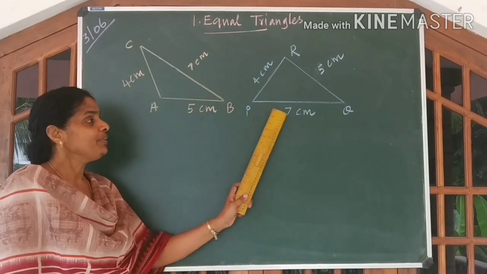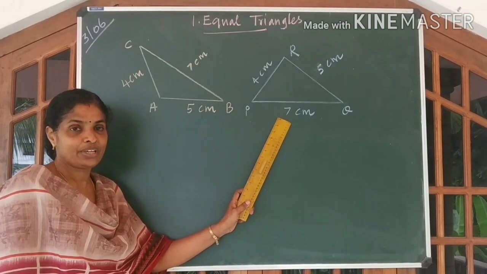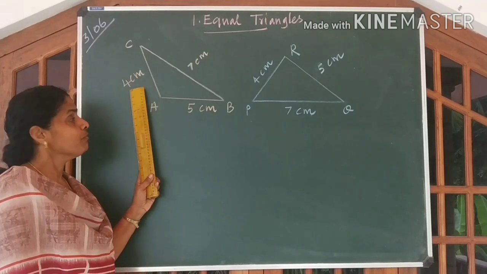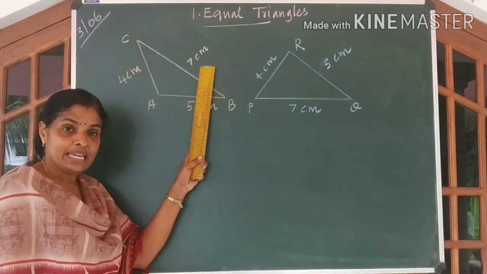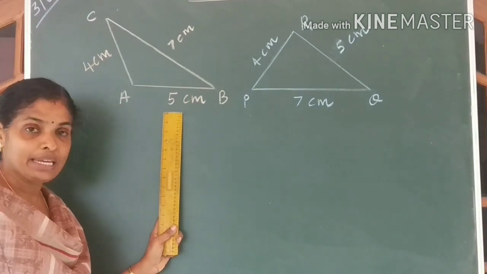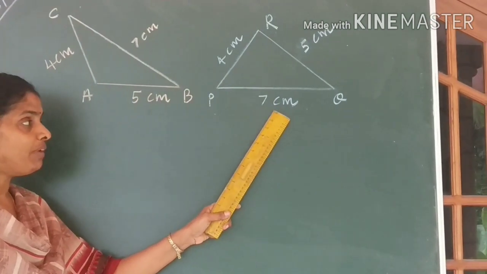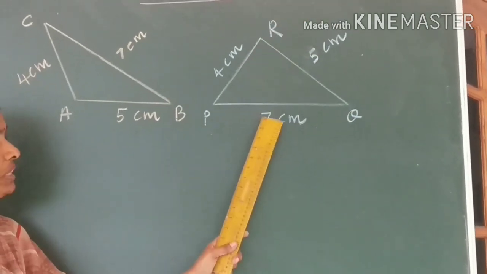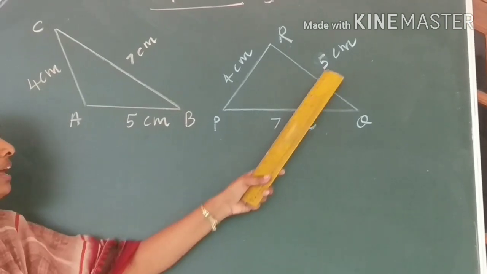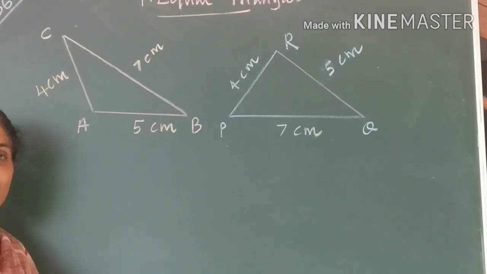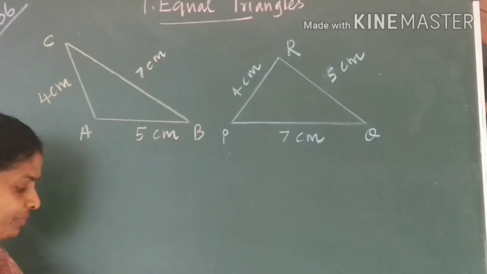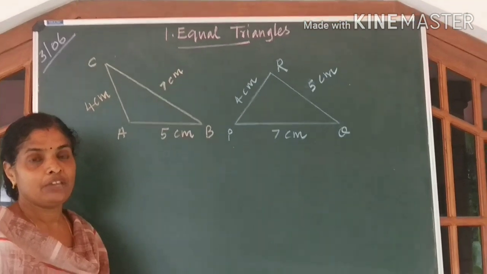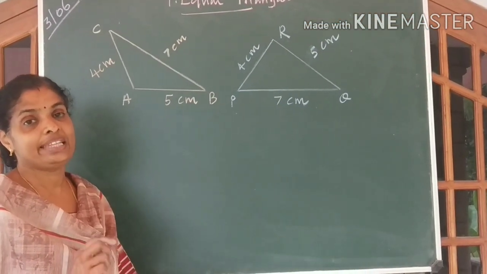I have drawn two triangles here. The sides of the triangles are 5 centimeter, 4 centimeter and 7 centimeter. With the same measures, I have drawn one more triangle PQR with base 7 centimeter and the other two sides 5 centimeter and 4 centimeter. Hope you know the meaning of vertices and sides. If you have doubt, I will clear that first of all.